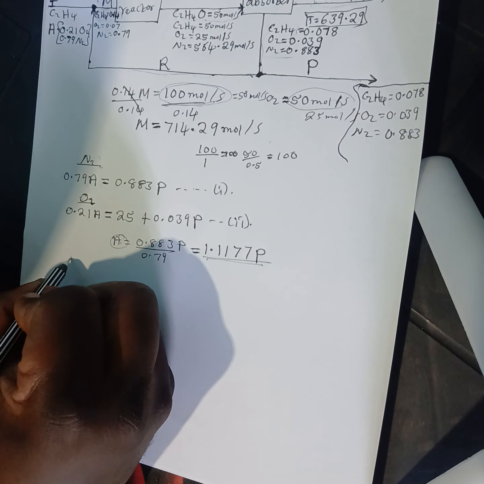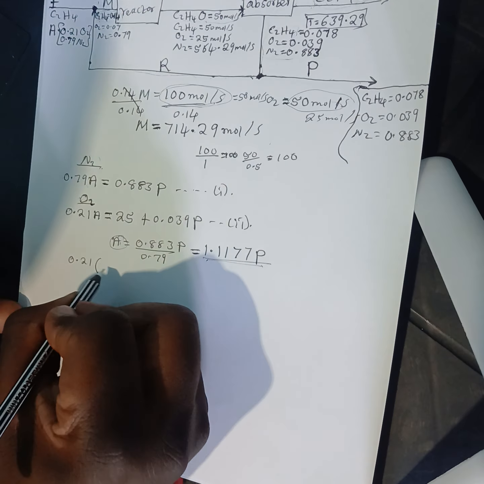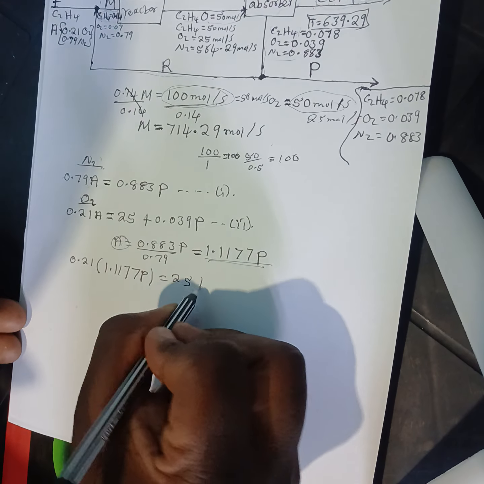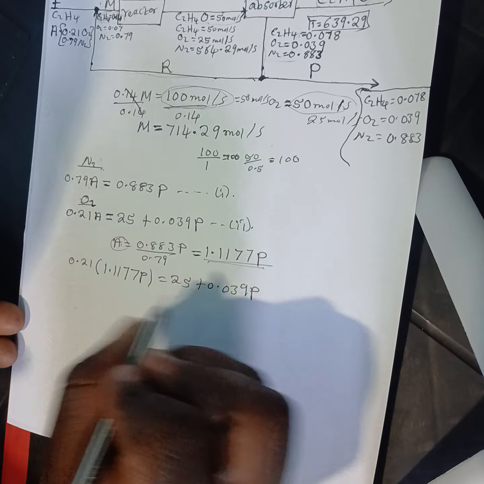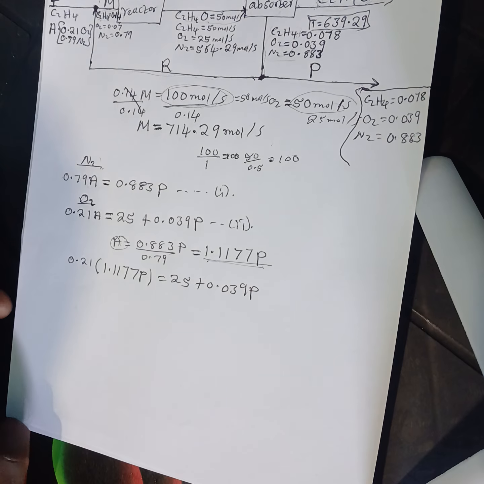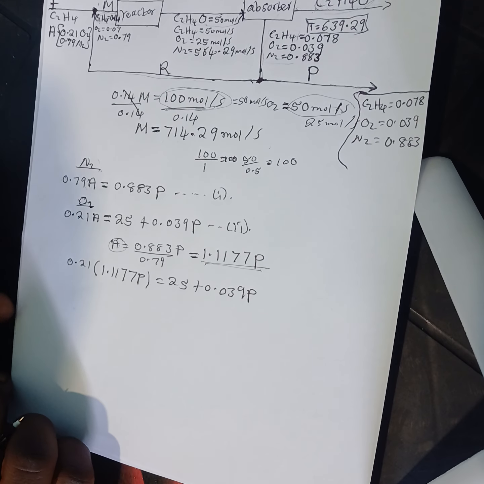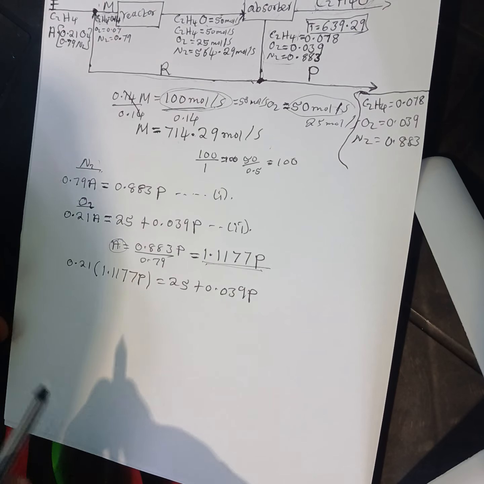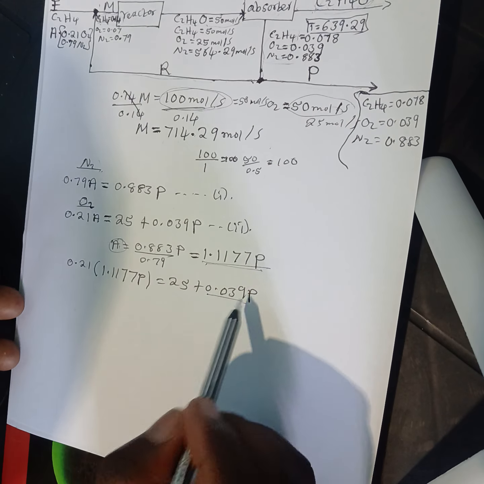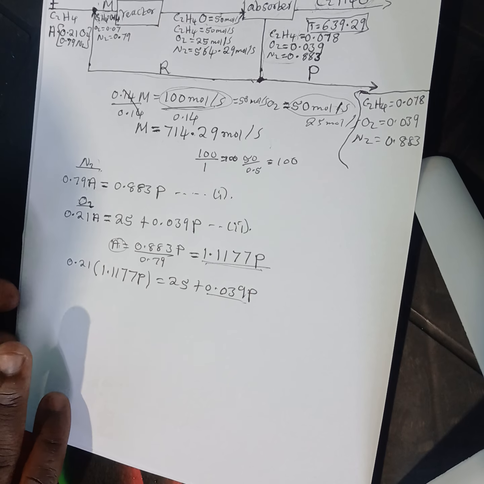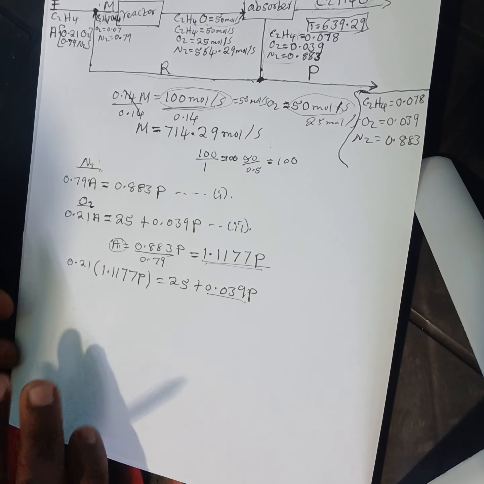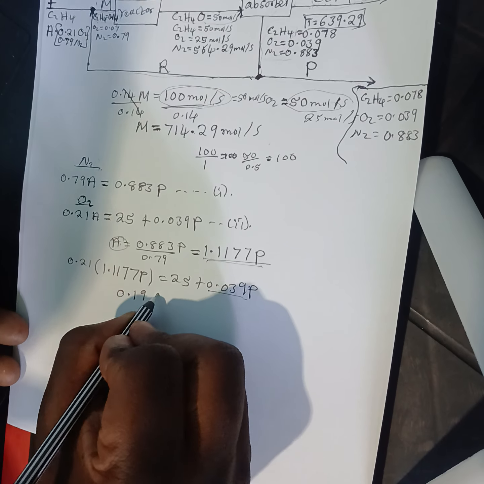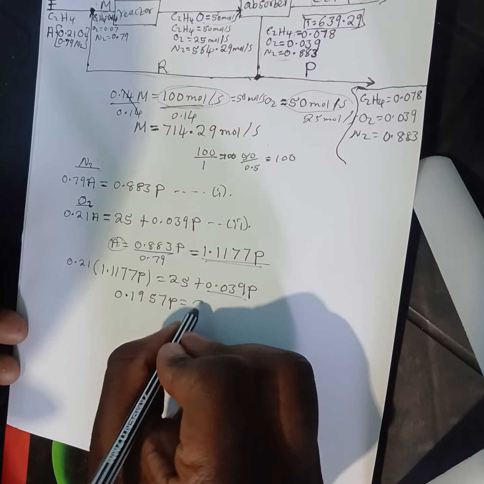So we replace, and we are going to have 0.21 times 1.1177P to be equal to 25 plus 0.039 of P. Okay, this will be times 0.21, which gives us 0.2347 of P. Then we subtract 0.039. This gives us 0.1957 of P equal to 25.